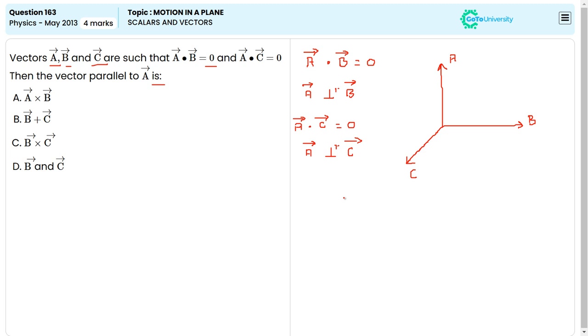Then we can write it as the vector C cross vector B is parallel to vector A. Then from the given options, vector B cross vector C is parallel to vector A. Option C is our right answer.